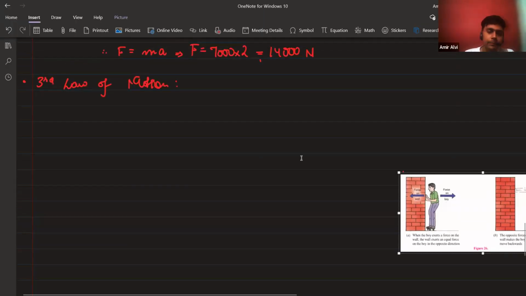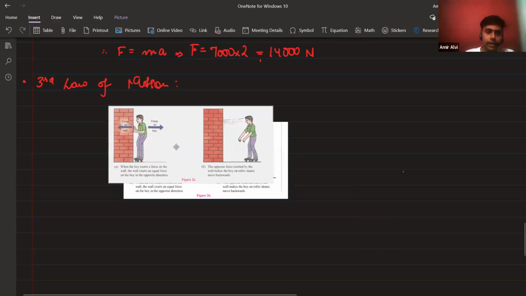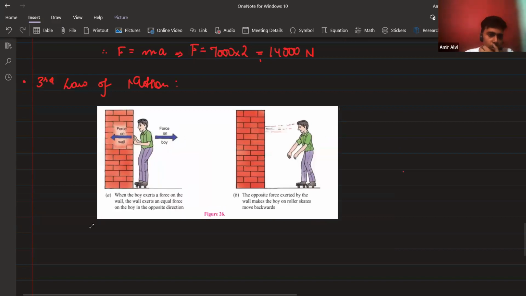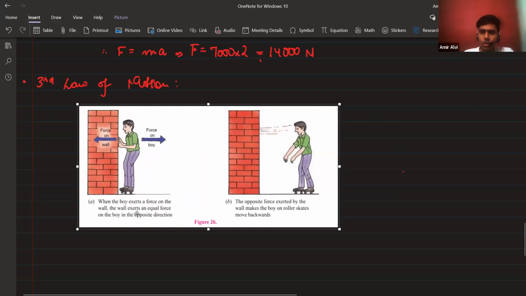So in this class, we'll be done with this chapter, because this is the last topic of this chapter. Conservation of momentum is also there, but that's a very small topic, not a very lengthy topic. So 15 to 20 minutes is enough for these topics.